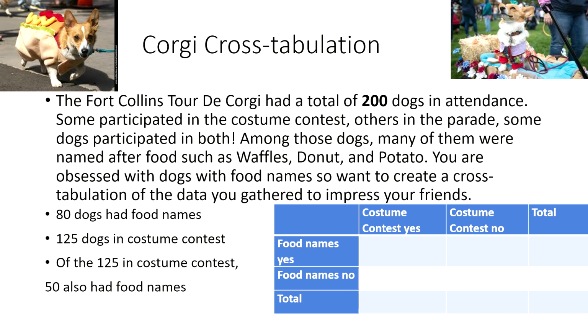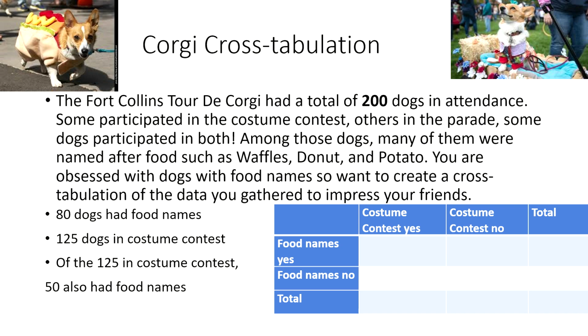So in this case, we're looking at the Fort Collins Tour de Corgi, which had a total of 200 dogs in attendance. Some participated in the costume contest, others in the parade, some participated in both. And among these dogs, many of them are named after food like waffles, donut, and potato. Those are real names of dogs that I met. You are obsessed with dogs like me, and you want to create a cross-tabulation of the data you gathered to impress your friends.